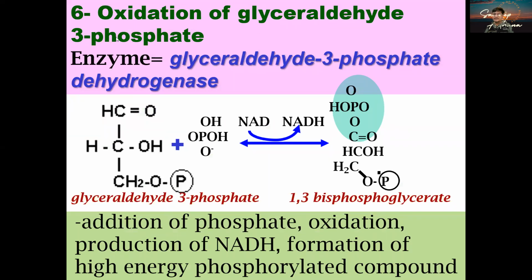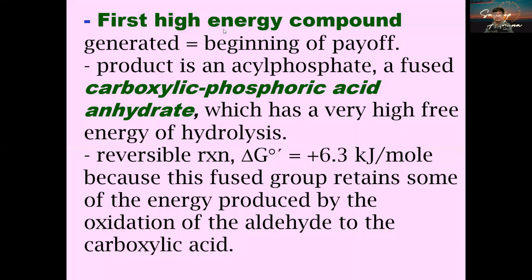So oxidation of the glyceraldehyde 3-phosphate, you can see over here by the dehydrogenase, will convert the NAD plus into NADH. Roughly NADH will give you 2.5 to 3 ATP per molecule. The first high energy compound generated at the beginning of the payoff phase is the acyl phosphate, a fused carboxylic phosphoric acid anhydride. This reaction has a value around 6.3 kJ per mole because the fused group retains some energy produced by the oxidation of the aldehyde to the carboxylic acid.